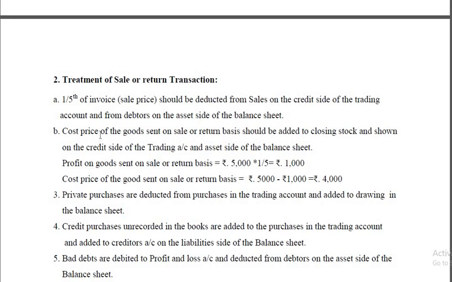Cost price of the goods sent on sale or return basis should be added to closing stock and shown on the credit side of the trading account and asset side of the balance sheet. How it is calculated? See here, 1/5 of 5,000 is 1,000. Cost of the goods sent on sale or return basis is equal to 5,000 minus 1,000 is equal to 4,000. So 5,000 is deducted from sales and debtors, and then 4,000 is added to closing stock, which will appear in the trading account credit side and balance sheet asset side. Have you got the cost price? Selling price minus profit is equal to cost.